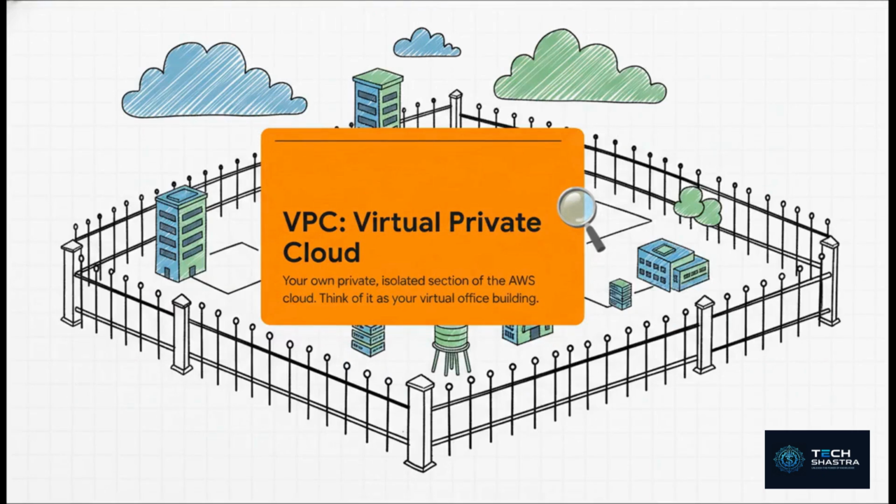So, if IAM is the bouncer deciding who gets in the door, your VPC, or Virtual Private Cloud, is the building itself. It's your very own private, walled-off section of the huge AWS world. This is where you're going to put all your stuff, your servers, your databases, giving you total control over your own little corner of the internet.